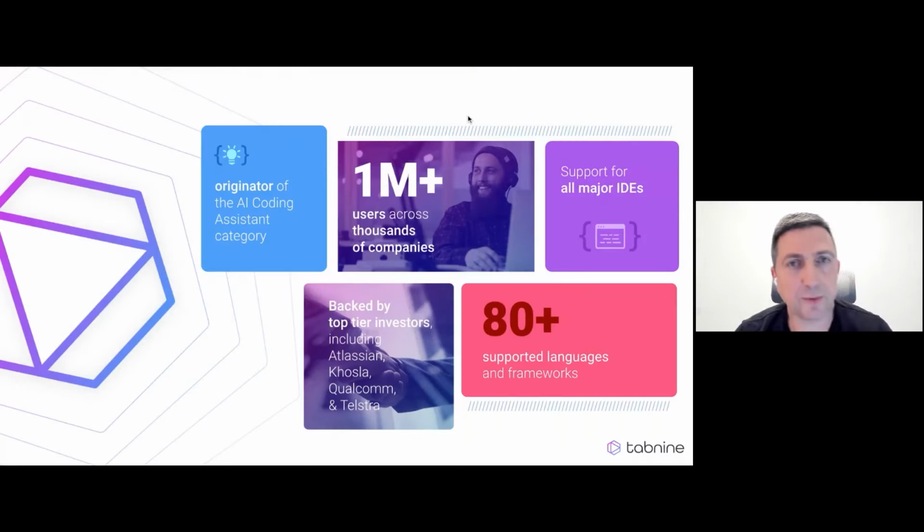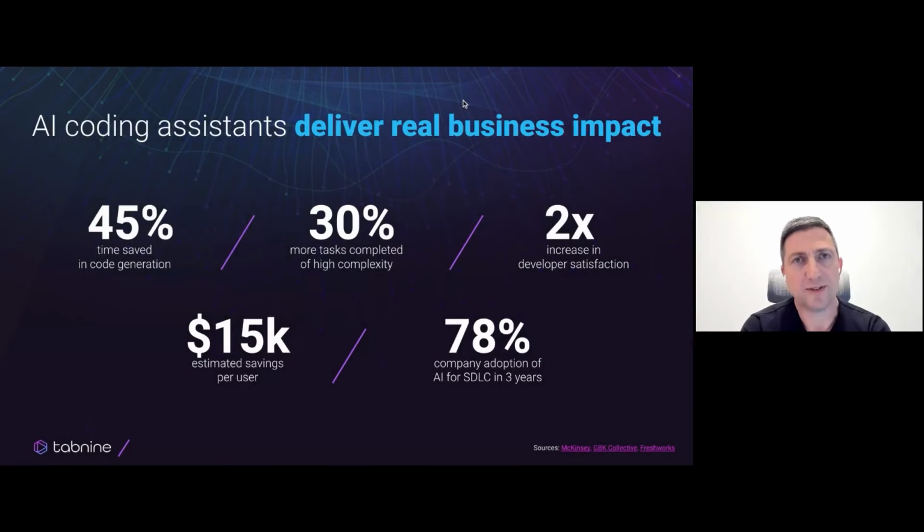Let's dig in. So just to give you some context about Tabnine, Tabnine is really the originator of the AI coding assistant category. We're serving more than 1 million monthly active users on the platform now, supporting all major IDEs, all major programming languages, and really getting very wide adoption. This category of AI coding assistants is really going to change how software development is done. It's already doing that, but in 3 years, according to multiple sources, most of the developers in the world are going to be using AI assistants for doing their jobs.